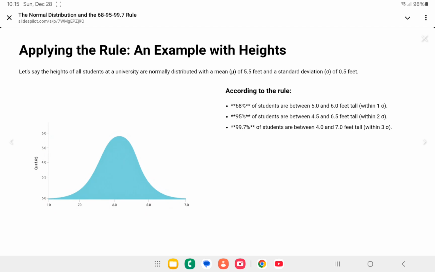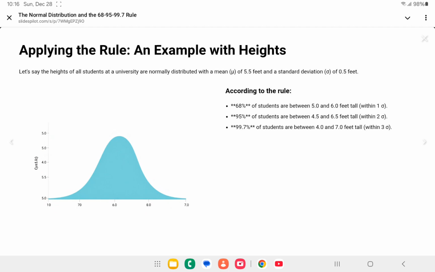From here, we can create intervals that increase by the standard deviation. So we'll have 6, 6.5, and 7, and on the other side we'll have 5, 4.5, and 4. So what the 68-95-99.7 rule says is that within one standard deviation away from the mean, it contains a total area of 0.68 or 68%. Because of this, we can say that 68% of the population are between 5 and 6 feet tall.